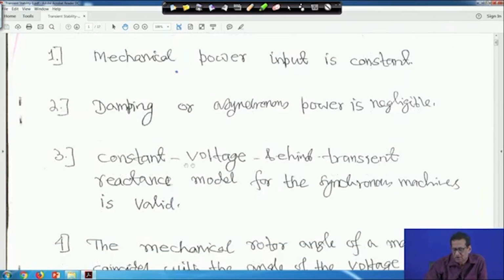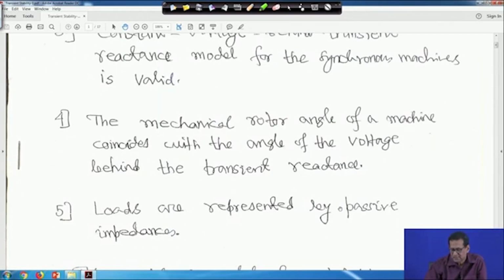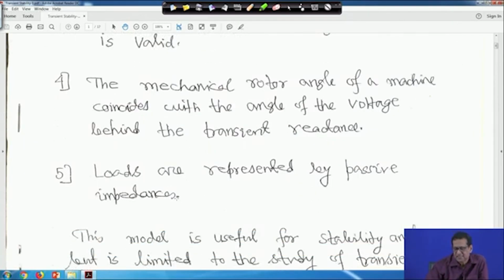Number 3, the constant voltage behind transient reactance model for the synchronous machine is valid. Number 4, the mechanical rotor angle of a machine coincides with the angle of the voltage behind the transient reactance. Number 5, loads are represented by passive impedances or admittances. Here admittance is not written, either passive impedances or admittances.